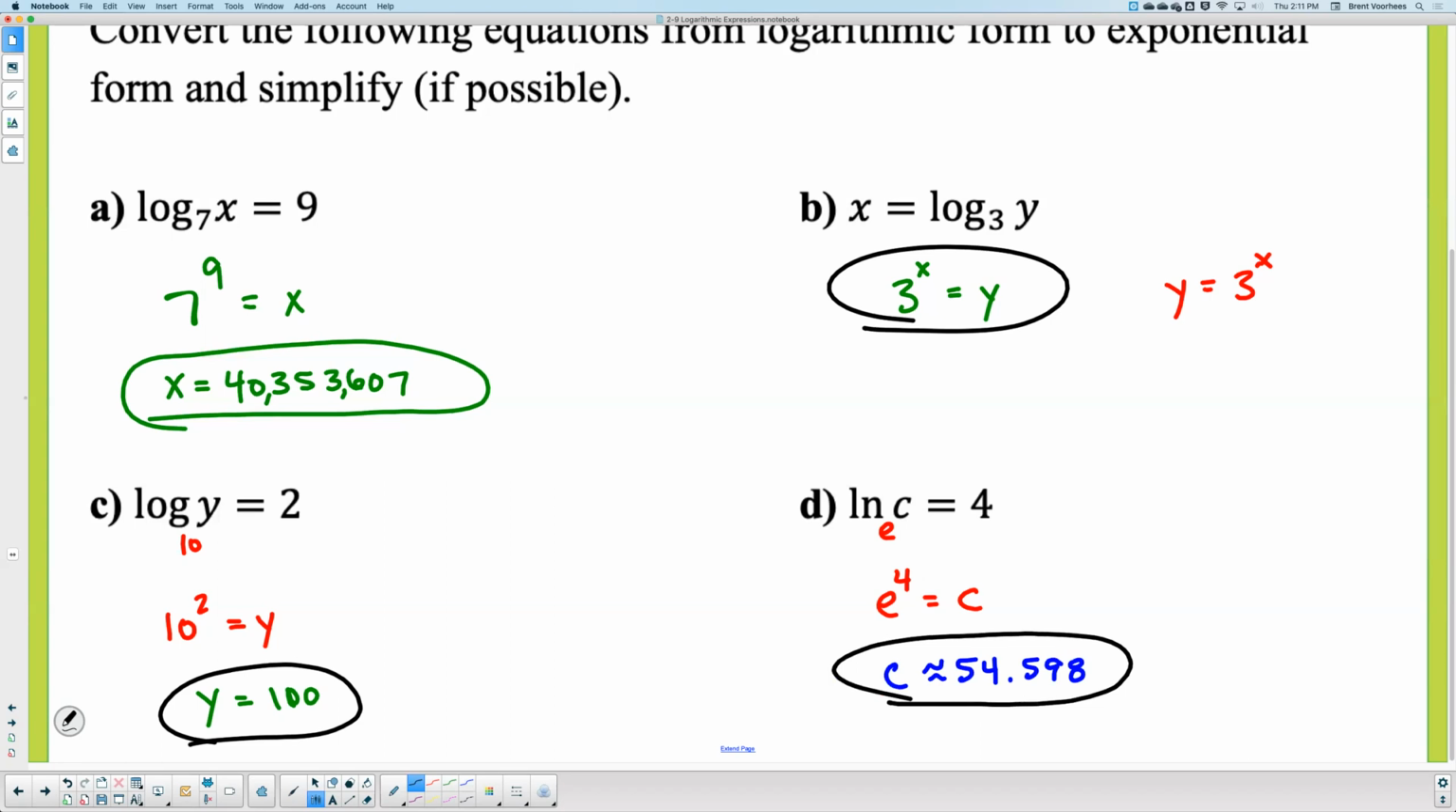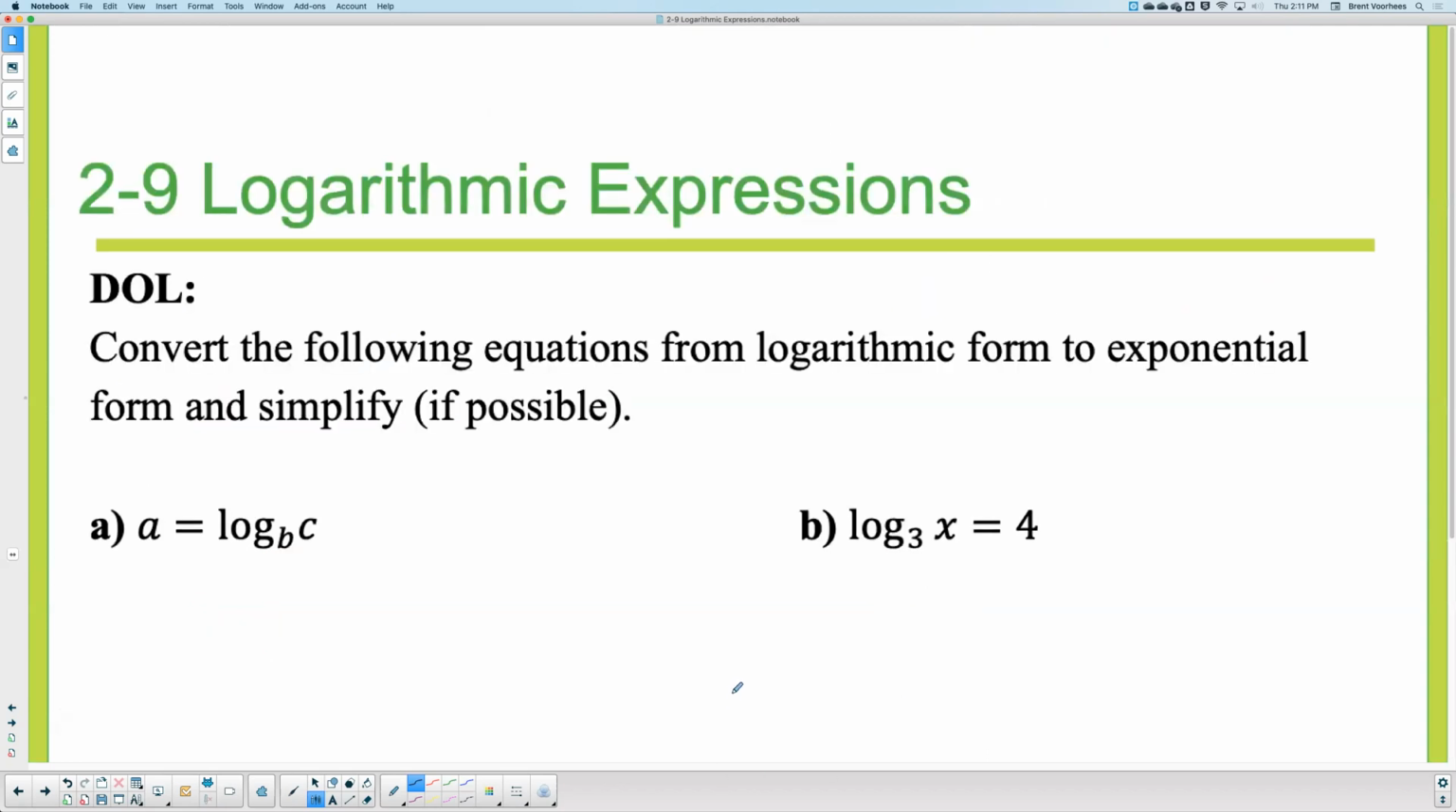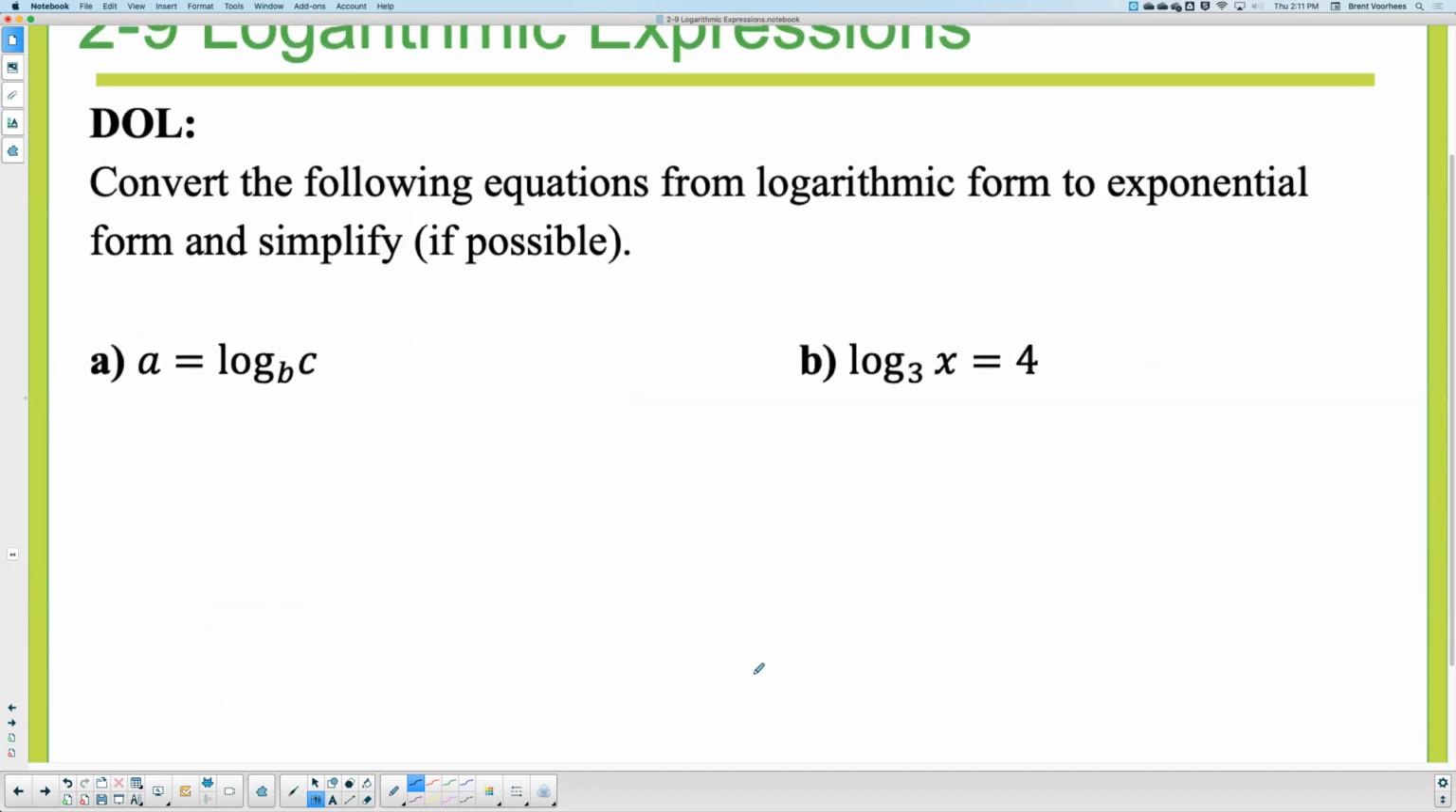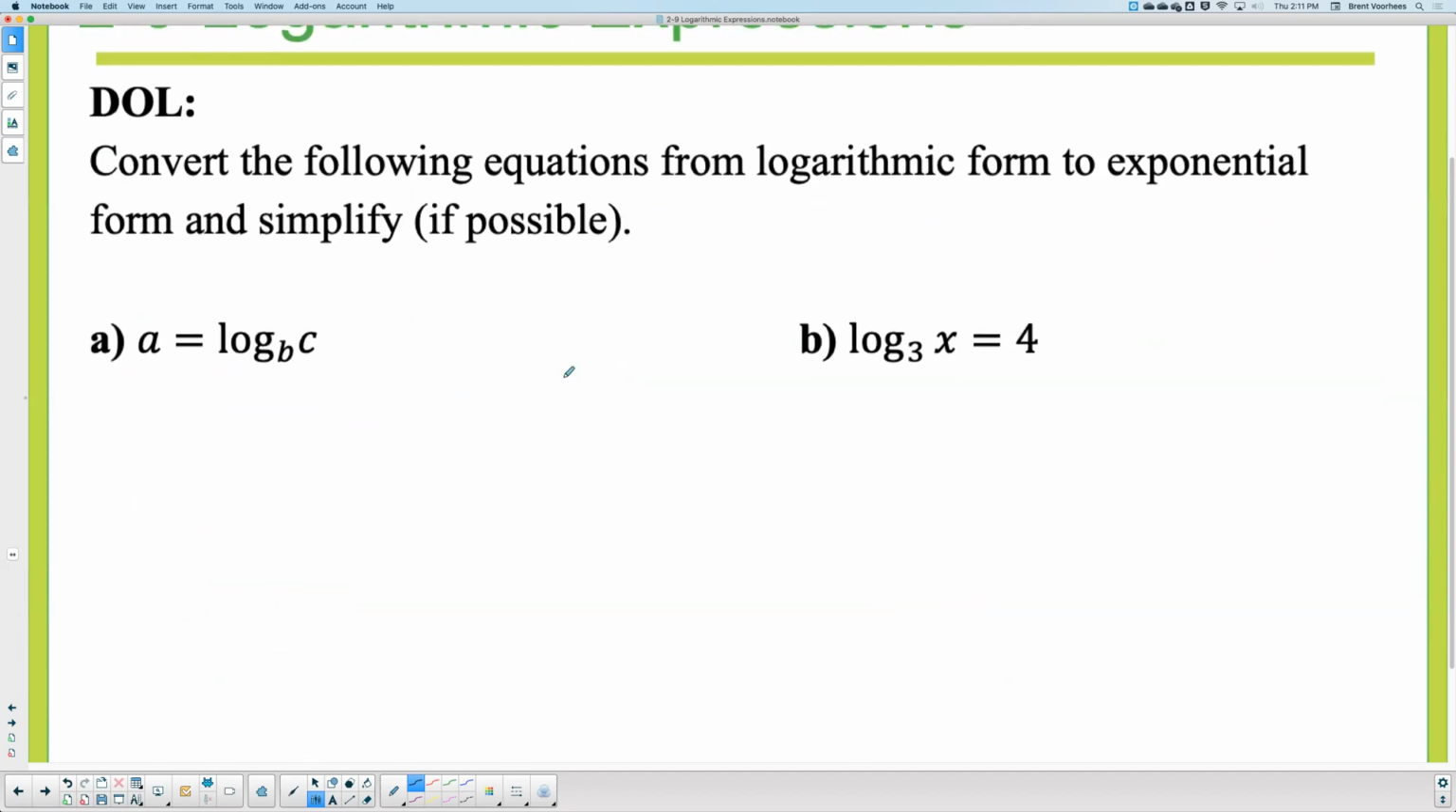Okay, with that, I'm going to take you to the second round of DOLs. I'll have you convert these two logarithms to exponential.